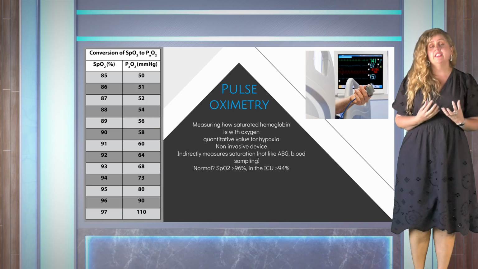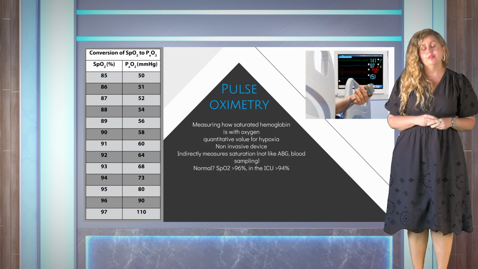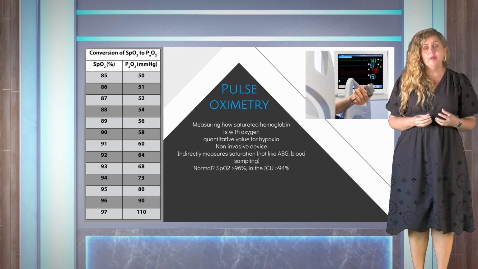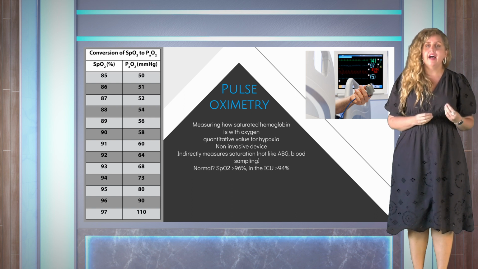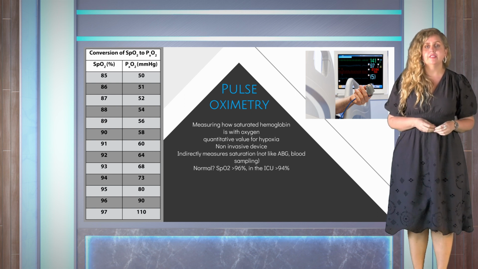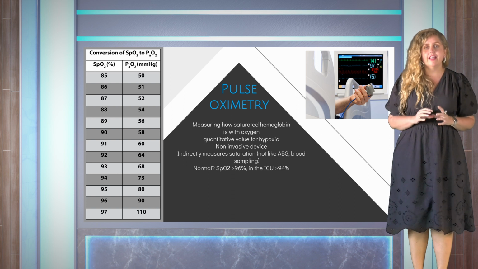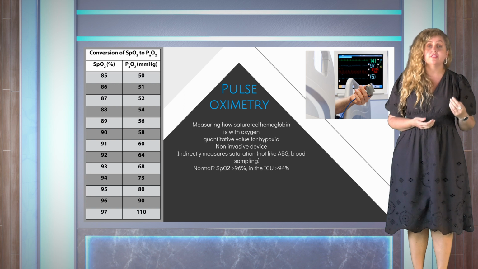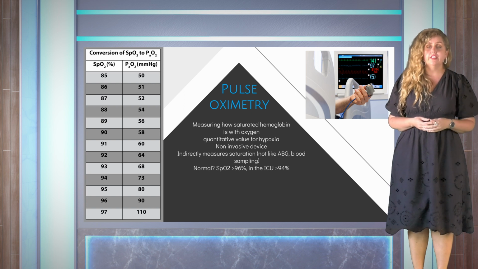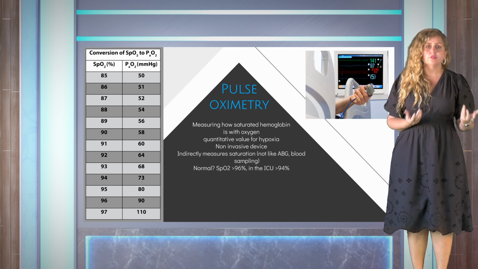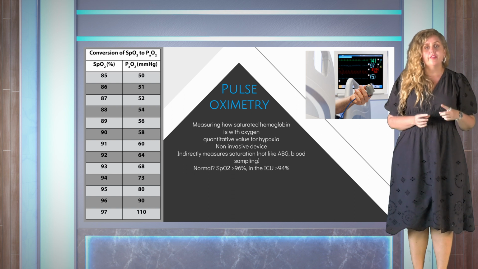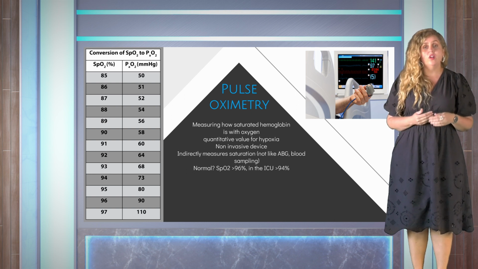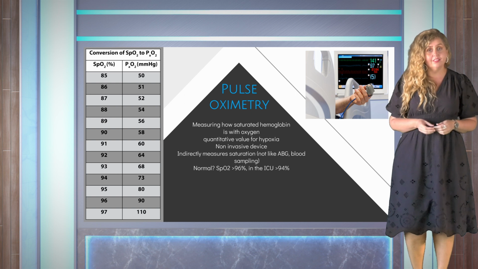The last hemodynamic monitoring variable that we use on the monitor is pulse oximetry. And remember, this is all about measuring how saturated the hemoglobin is with oxygen. And that is a big important factor in cardiac output, because remember, cardiac output is ensuring oxygen delivery to your organs, tissue, cells, periphery. So pulse oximetry gives a quantitative value for hypoxia.